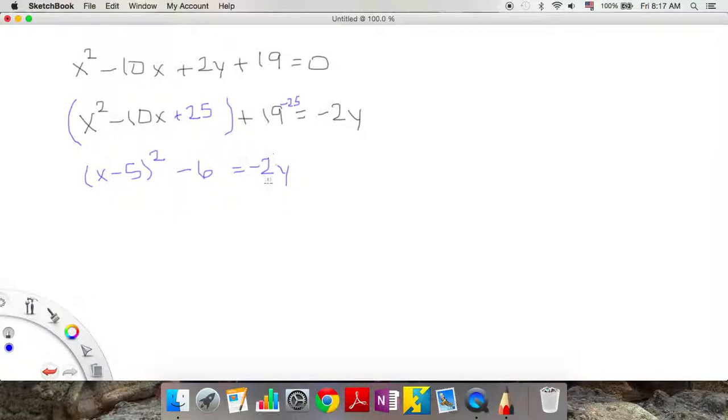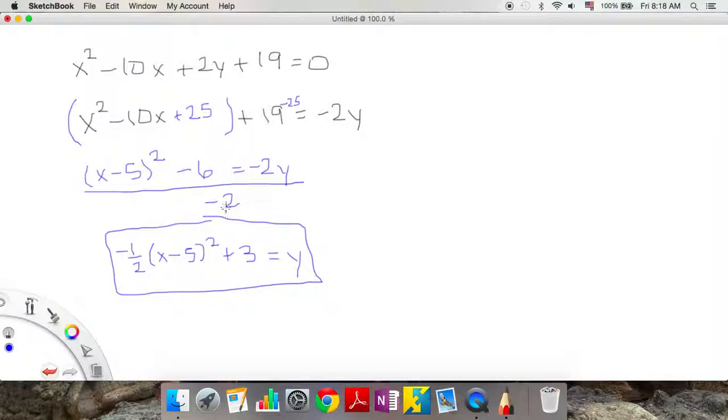Now, you might ask about this negative 2. You can divide through by it before, but then you end up with fractions in front. You have to factor those out, and it makes it a little bit more complicated. This way, we just get our fraction at the end. So we divide the whole thing through by negative 2. And we end up with negative 1/2, because remember, dividing by negative 2 is the same thing as multiplying by negative 1/2, times x minus 5 squared plus 3 equals y. So here's our working form of the equation.